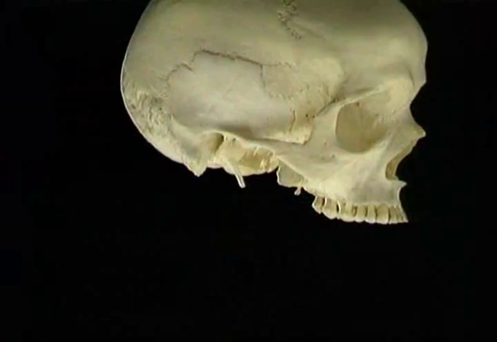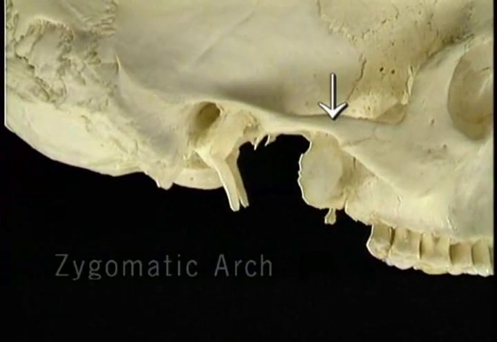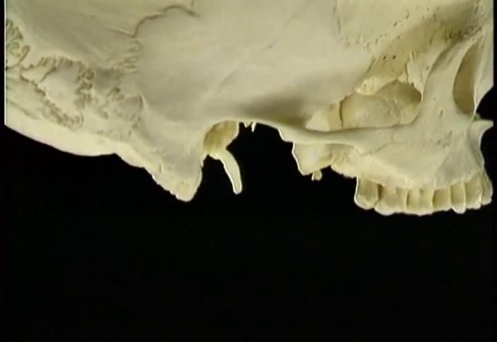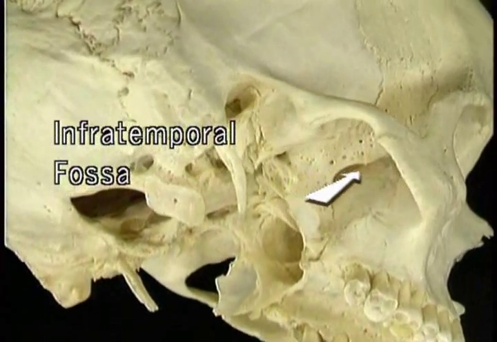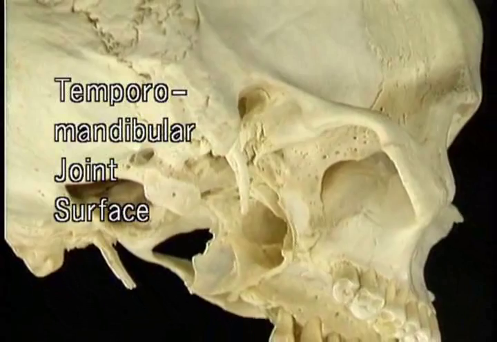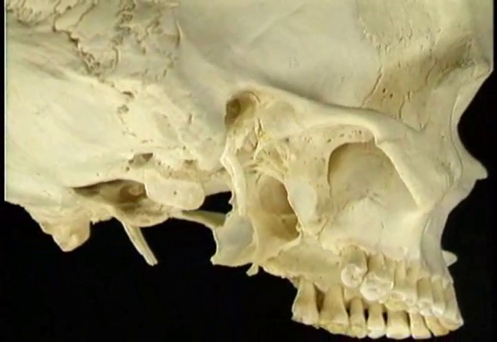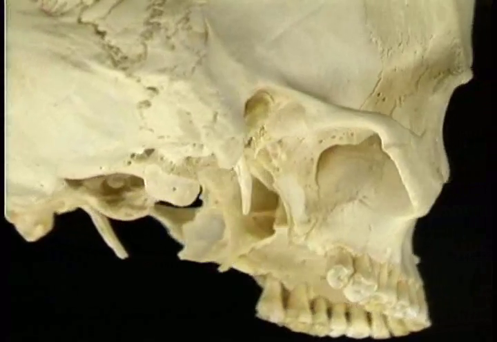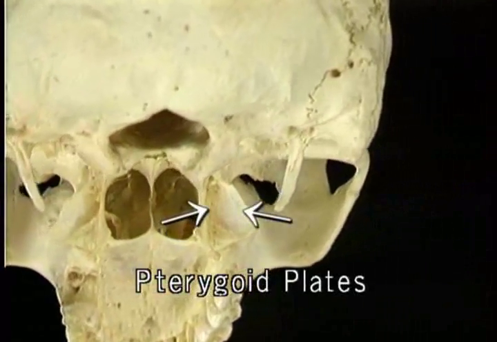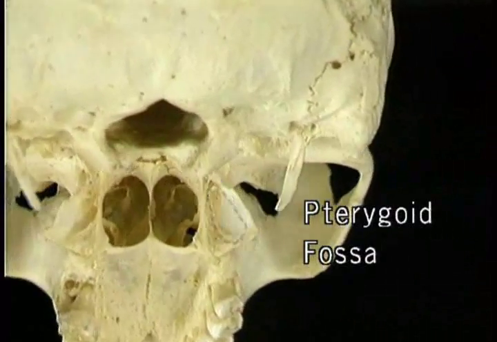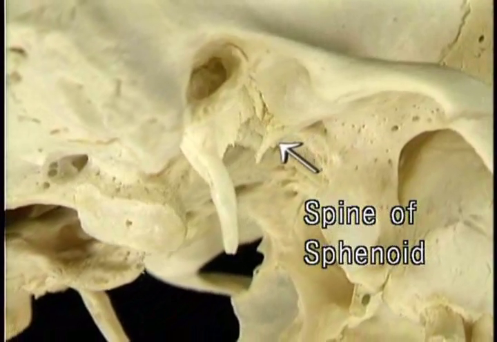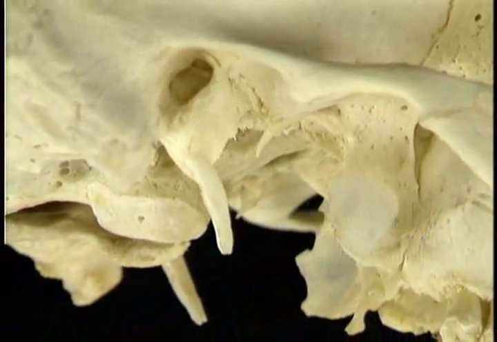A closer look at the parts of the facial skeleton that we'll be seeing in this section. Here's the zygomatic arch, enclosing the temporal fossa and the infratemporal fossa. Here's the joint surface of the temporomandibular joint, with the external auditory meatus and the styloid process just behind it. Here are the pterygoid plates, with the pterygoid fossa between them. This sharp projection, just medial to the temporomandibular joint, is the spine of the sphenoid bone.